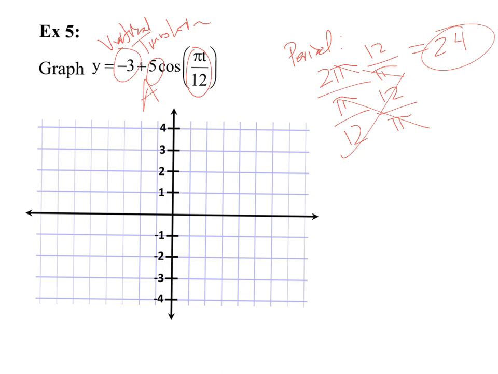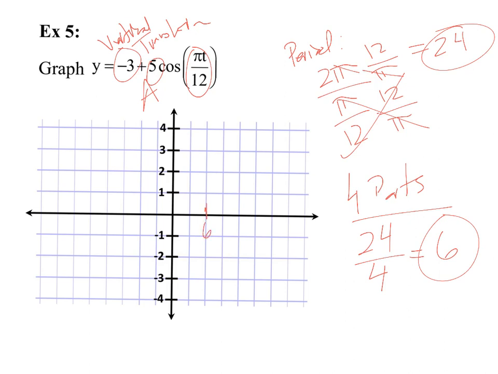Now, what else is there? Oh, I just need to divide it into 4 parts. So my period is 24, I divide by 4, and I get 6. Alright, so I'm going by increments of 6 radians. There's no pi involved this time. So I'll divide the grid up like this. I'll say this is 6 radians here, that's 12. That's 18, and that's 24.